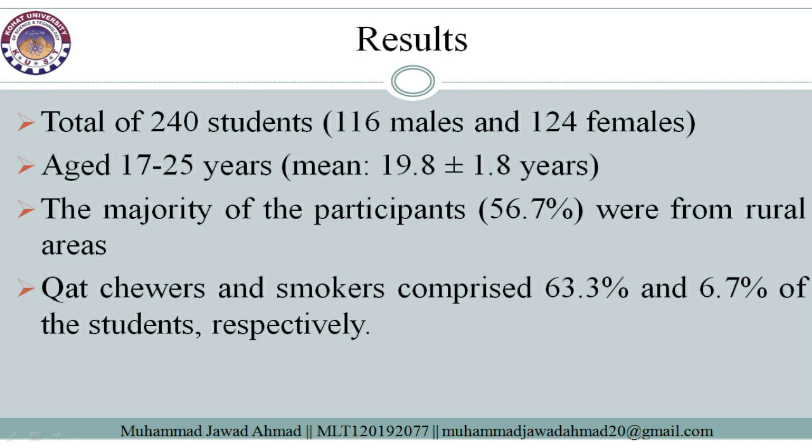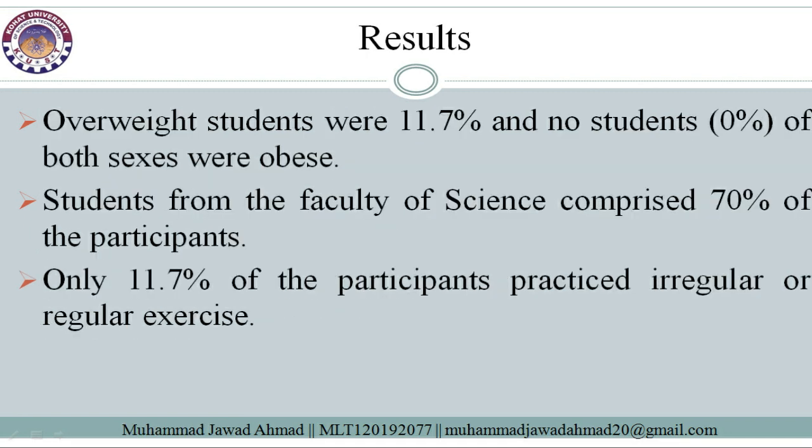In this value, 19.8 is representing the mean, and plus minus 1.8 is representing the standard deviation. The majority of the participants, that is 56.7%, were from the rural areas, 63.3% are the cat chewers, and 6.7% of the students are smokers. 11.7% are overweight students, and no students were obese. It means that obesity is 0% in both sexes, neither in female nor in male students.